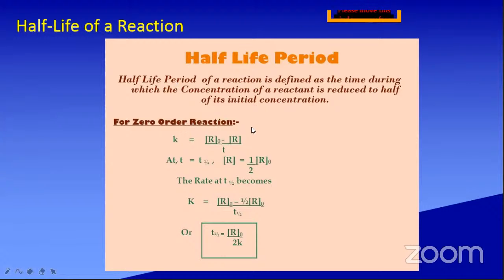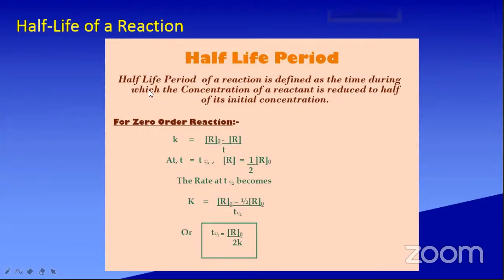So we will discuss here how it changes in the zero order and first order reactions. In the case of the zero order reaction, what is the rate equation? k equal to (R naught minus R) by t. So we are discussing half lifetime.